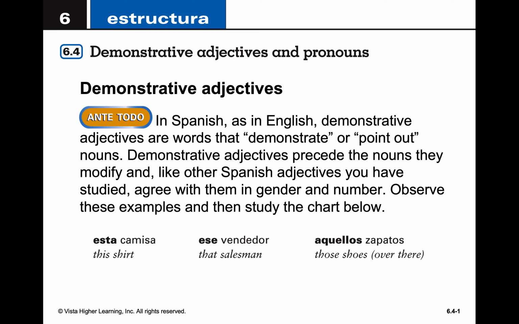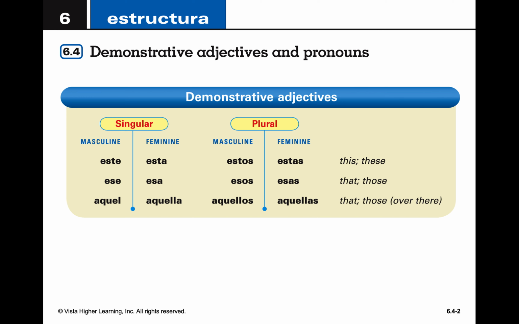So if we look at these examples, esta camisa is singular and feminine, so we have esta. Ese vendedor, a vendedor is a salesman, so we are masculine and singular. Aquellos zapatos, zapatos is plural, and it is a masculine conjugation, so we have aquellos, the masculine conjugation. If you are someone who does well with flashcards, this is a good place to make flashcards with the various adjectives on them with their masculine and feminine counterparts.